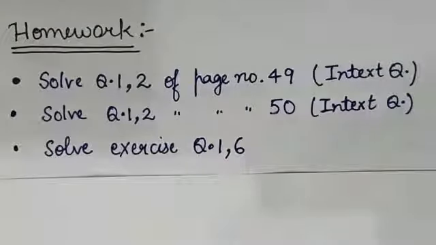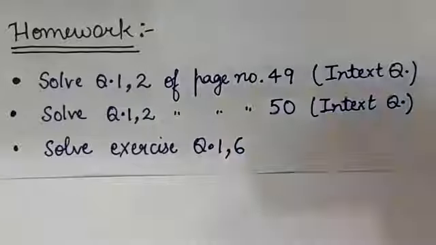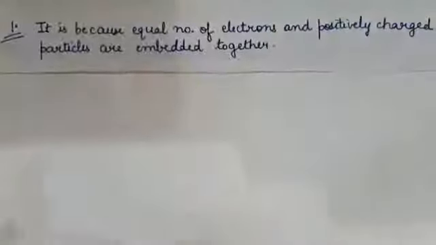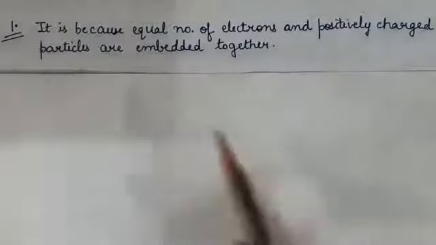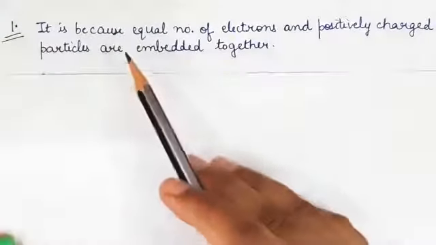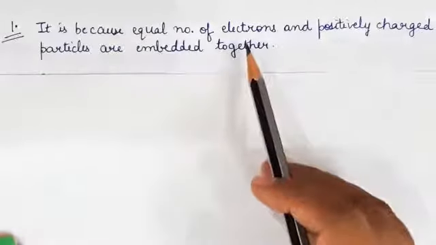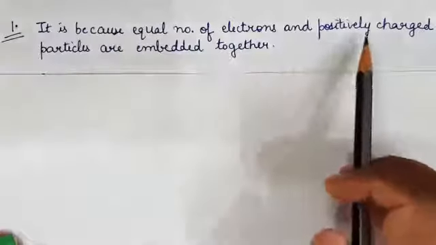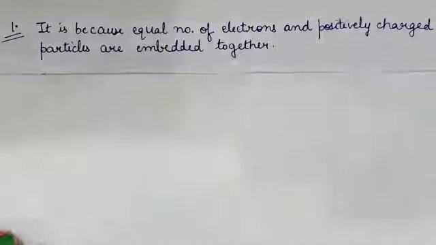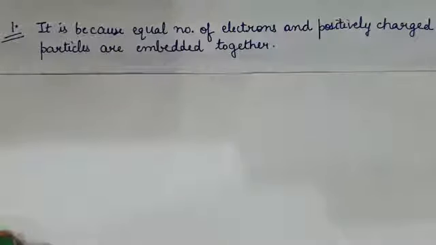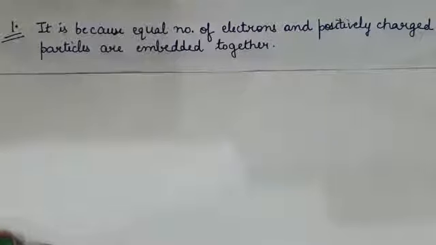Now, I shall discuss the homework solutions of lecture number 2. Question number 1 was, on the basis of Thomson's model of an atom, explain how the atom is neutral as a whole. Answer: the atom is neutral because equal number of electrons and positively charged particles are embedded together. Okay? This is answer number 1.